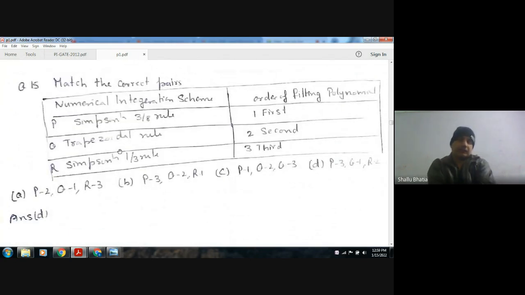Match the correct pairs: numerical integration scheme and order of fitting polynomial. These schemes are Simpson's 3/8 rule, trapezoidal rule, and Simpson's one third rule, with order of fitting polynomial first, second, and third. We have to cram or remember this. So answer will be P3. So P3 is the third order of fitting polynomial, and Simpson's one third rule is the second, and the trapezoidal rule is the first.